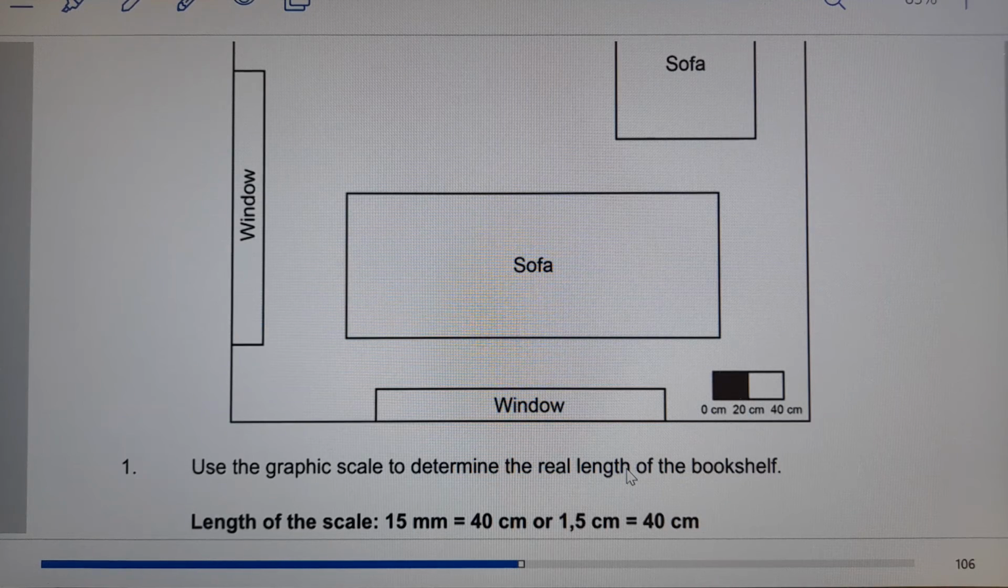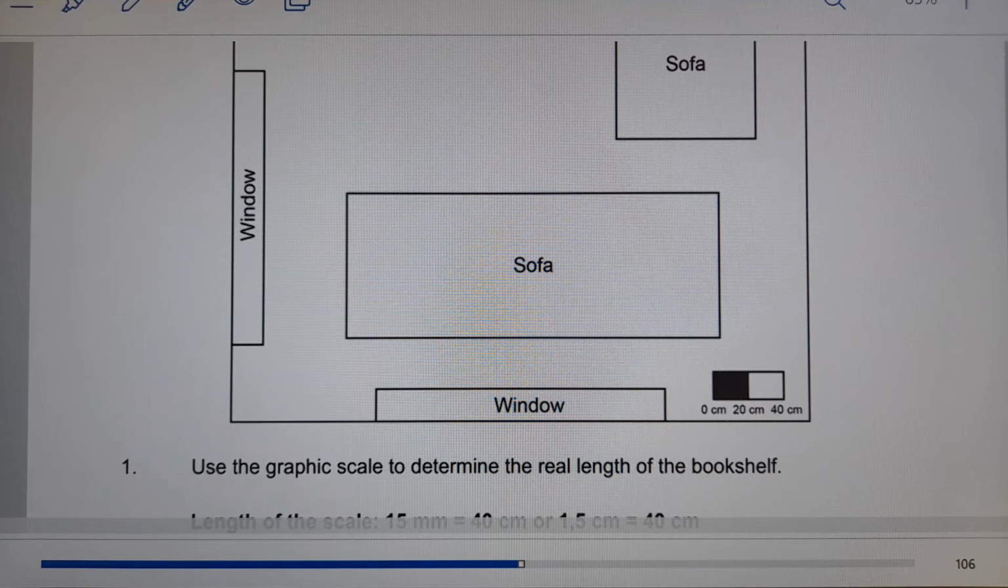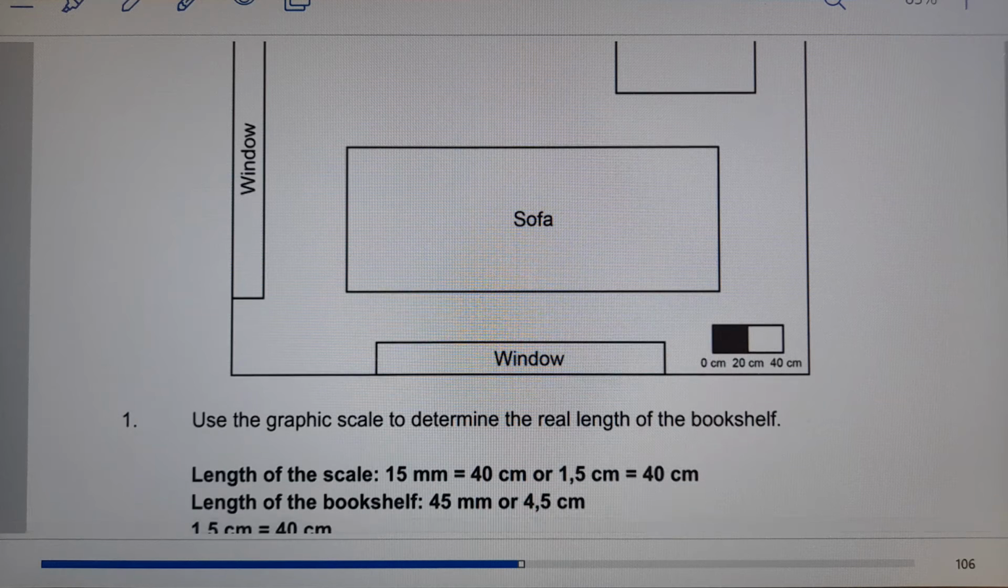Remember, I'm looking for the real length of the bookshelf. The length of the scale is 15 millimeter, which is equal to 40 centimeter. Now I must convert my units to be the same on the ratio, remember. So I'm going to convert 15 millimeter to centimeters as well. So I get 1.5 centimeter. So I have 1.5 centimeter is to 40 centimeter.